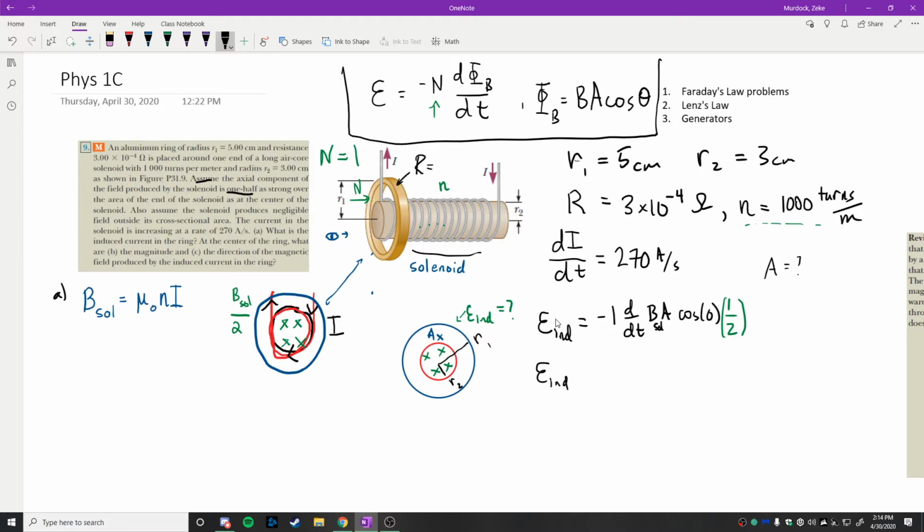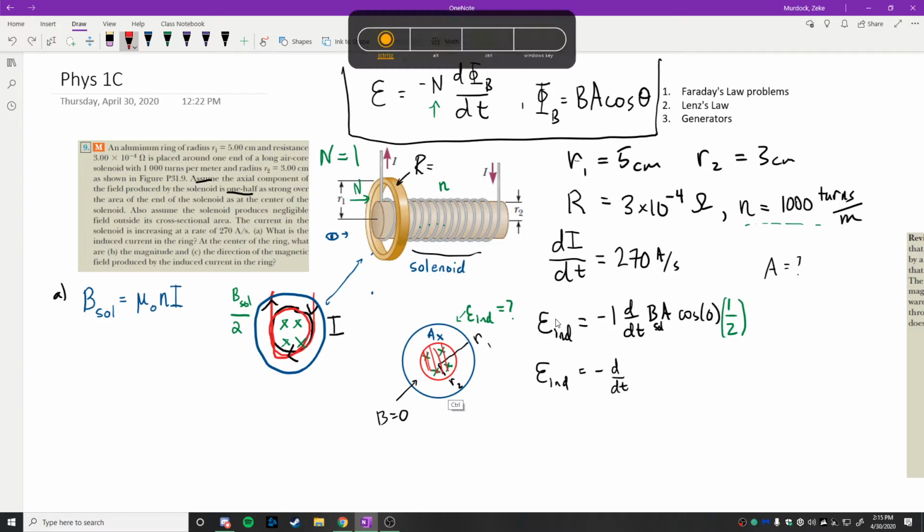Why is it the inner circle? Or how do you know that? So you're kind of saying the magnetic field here is 0, right? Yeah, in this region the magnetic field's 0. That's where it says assume that the solenoid produces negligible field outside its cross-sectional area. So in this region we're saying B equal to 0. So the flux is really only through, I'm going to draw some extra lines here, the flux is really only through this area here.